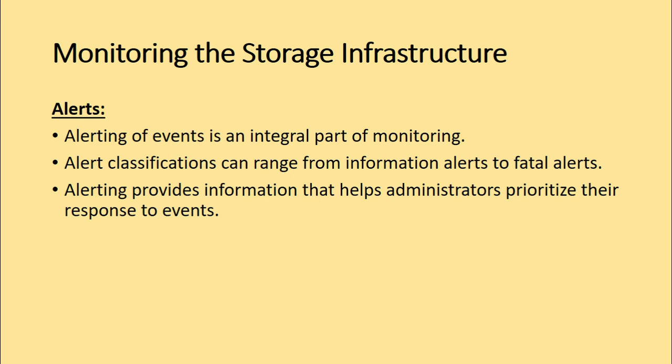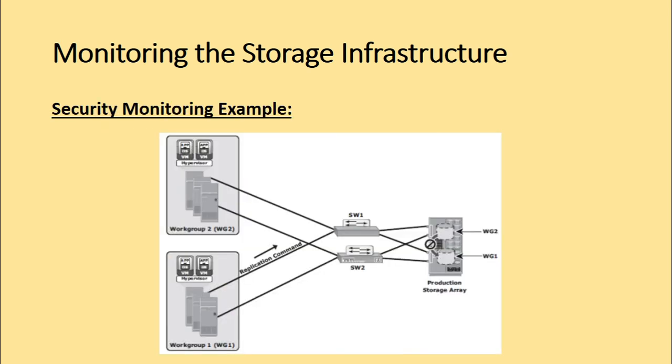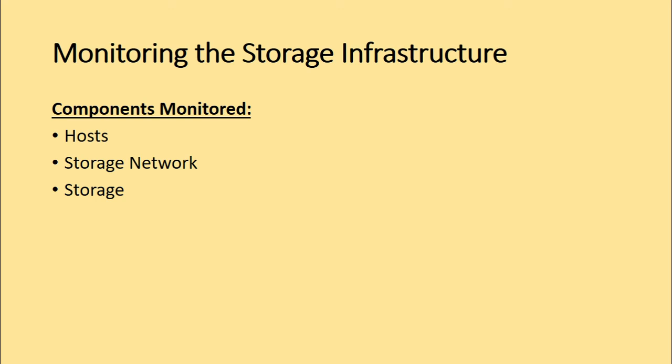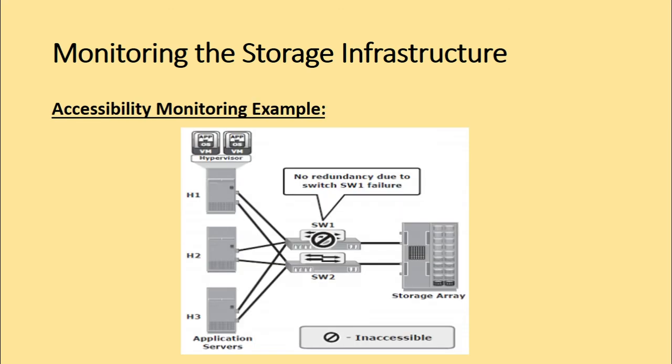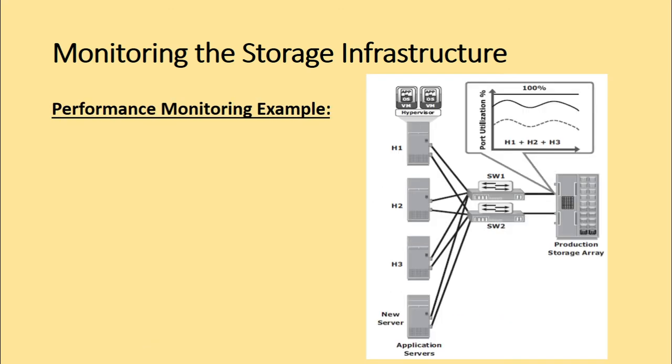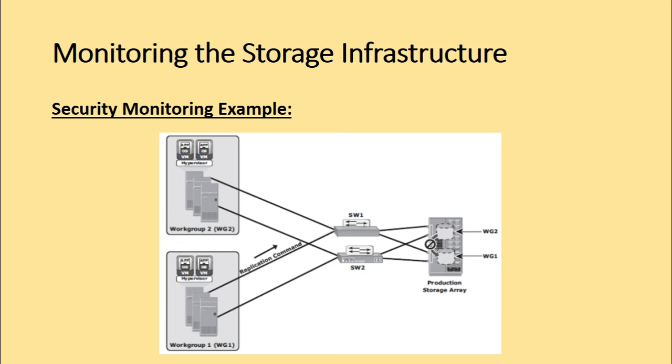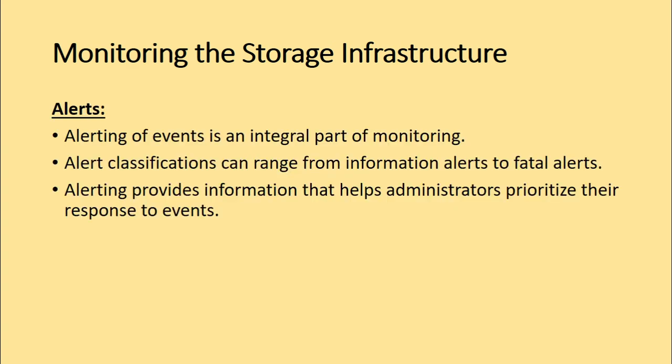So in this particular video session, we discussed the different types of examples for accessibility monitoring, capacity monitoring, performance monitoring and security monitoring, and we also discussed what alerts are, what the types of alerts are and how alerts are useful in monitoring the storage infrastructure. With this, let us conclude this particular video session.